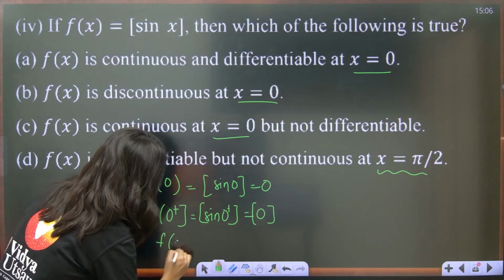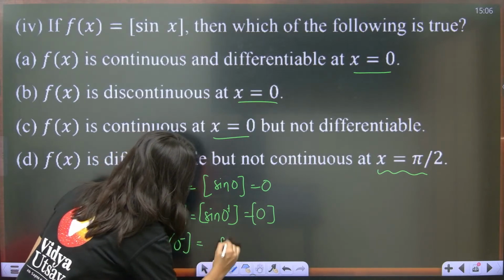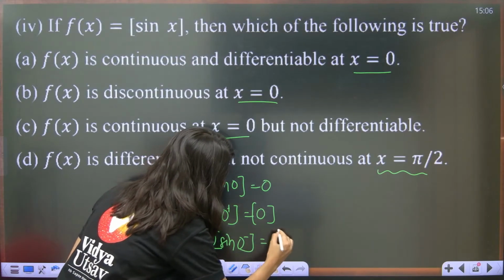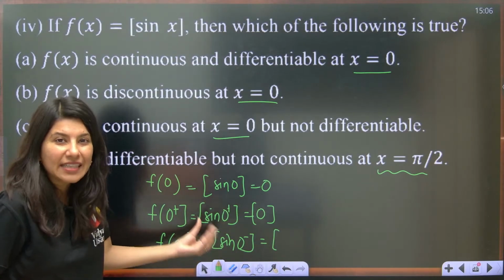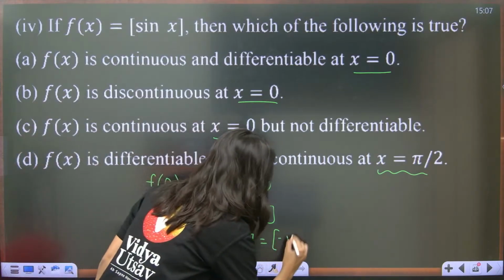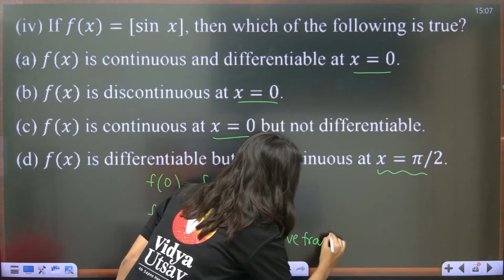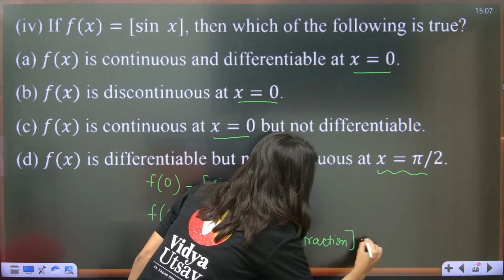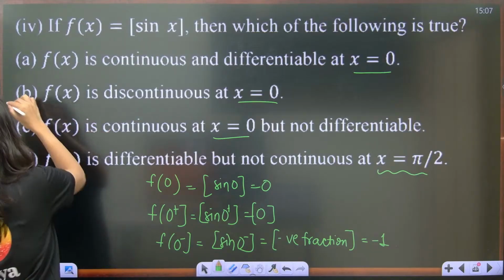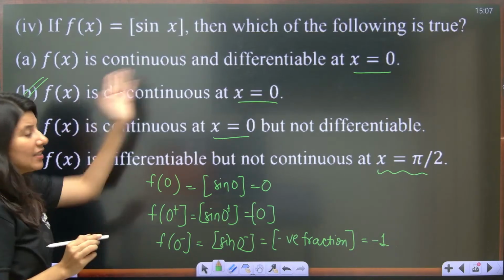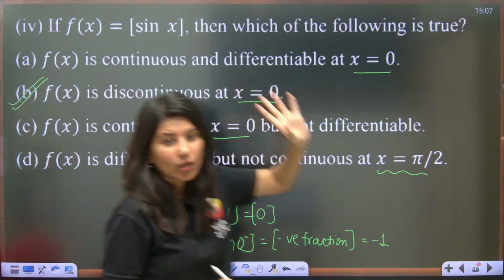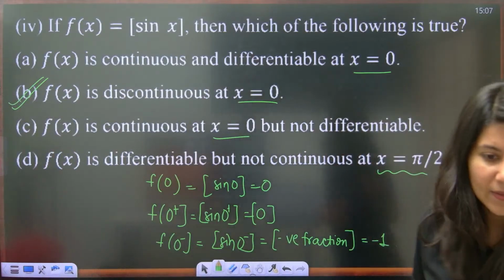sin 0+ will be 0. f(0-) is sin 0-. Sin of 0- will be what? Sine of a negative angle. Can you see sine of a negative angle is a negative fraction. The greatest integer of a negative fraction will be what? Minus 1. So this function is discontinuous at x equals 0. If it is discontinuous, obviously it is non-differentiable. That is why nobody is talking about differentiability. Okay.